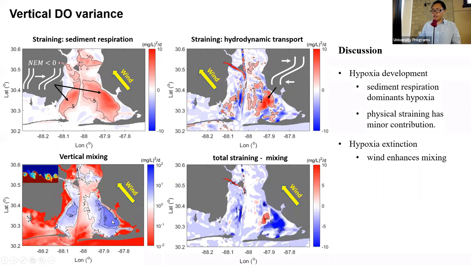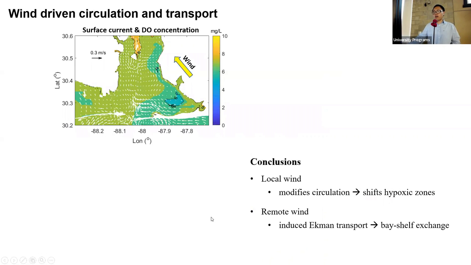Now the net forcing is the total straining minus the mixing term. We can see the blue area is where the mixing is very strong to reoxygenate the bottom water. But in some parts, the mixing is weak. Furthermore, we'll check the transport of the oxygen.